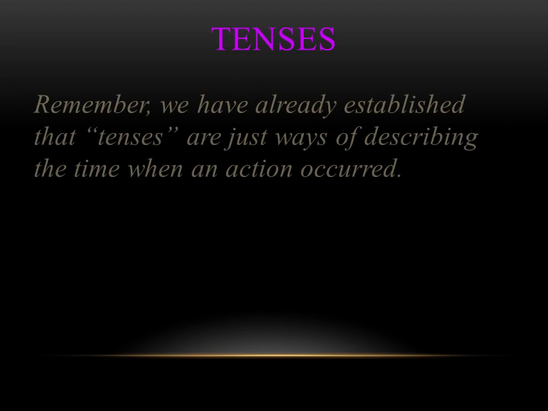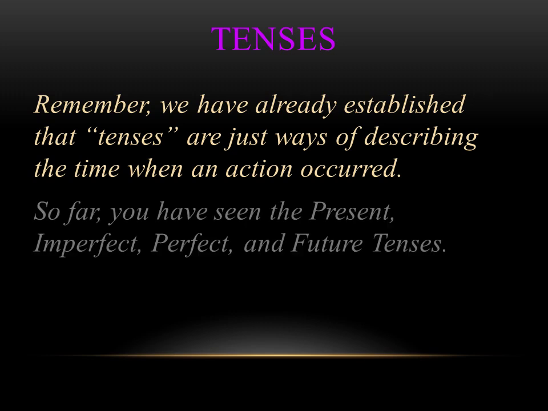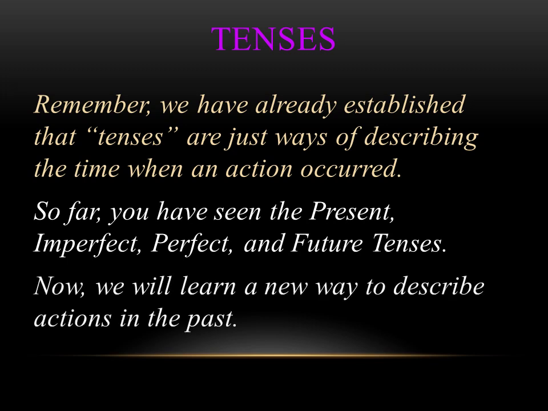So to start, we just want to recap the tenses. And remember, we've already established that tenses are just ways of describing the time when an action occurred. Like I mentioned at the start of the video, you've seen four of them so far: the present, the imperfect, the perfect, and the future. Now you're going to learn a fifth way to describe actions. And in this case, it's going to be a new way of describing an action in the past.